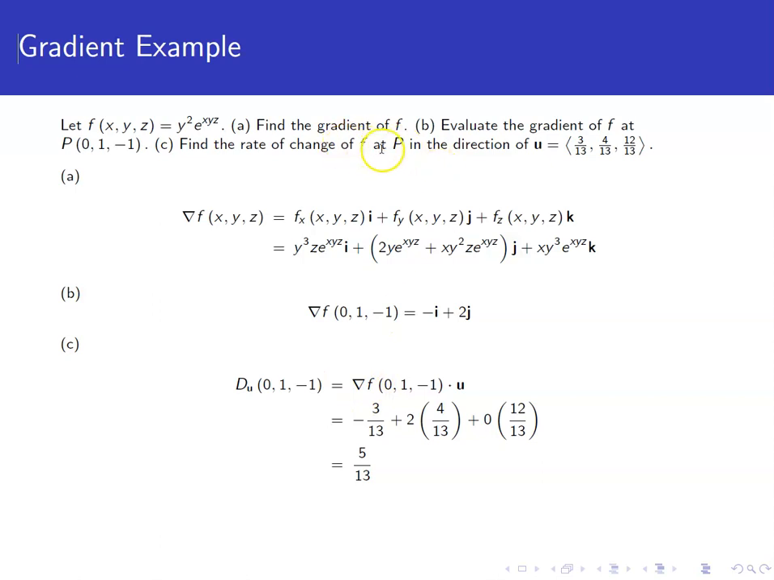Finally, to find the directional derivative, the rate of change at the point P in the direction of that unit vector u, that means to find a directional derivative. We have the gradient calculated, we know the unit vector, so now we can just do the dot product of the gradient and the unit vector to find the rate of change that we want, and in this case, if you go through the arithmetic, you should get 5/13.